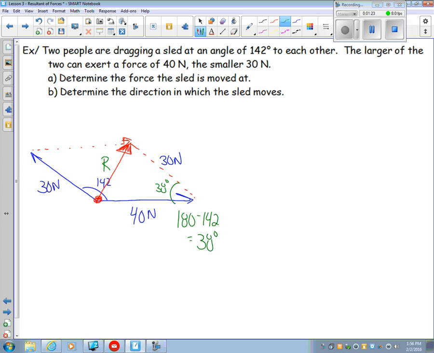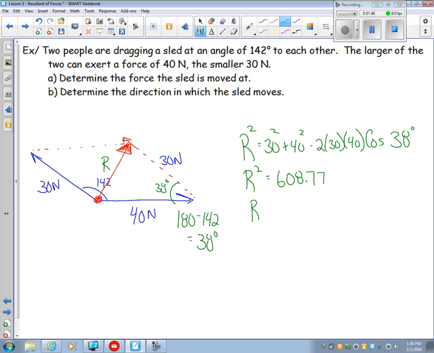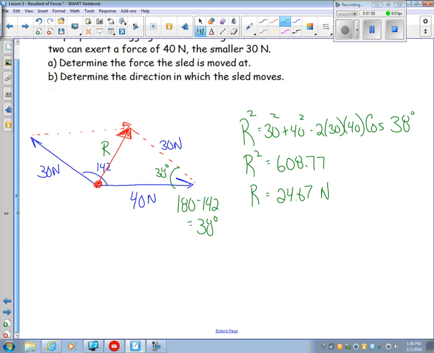So R squared equals 30 squared plus 40 squared minus 2 times 30 times 40 times the cos of the angle in the middle, which would be 38 degrees. And we put that all in our calculator, and the way it looks, we get 608.77. Remember, that's R squared. Square root that. Our resultant will be 24.67 newtons. Okay, and there's our force, so how much the sled's moving. So it's not even 30, right? Because they were fighting against each other here.